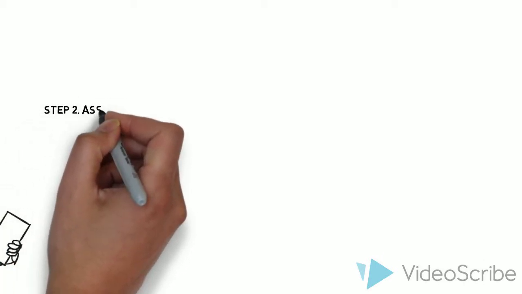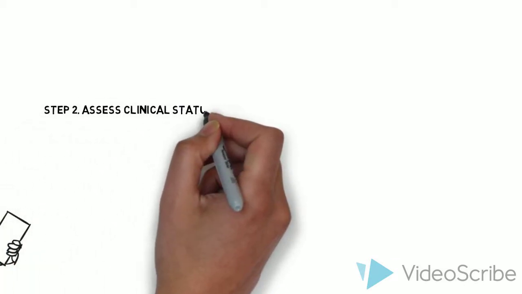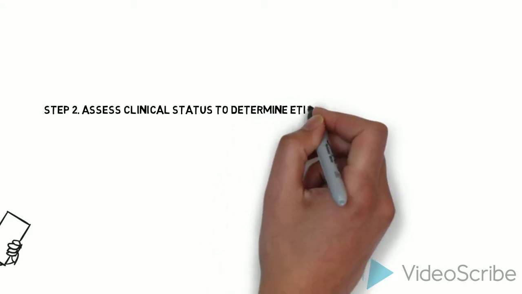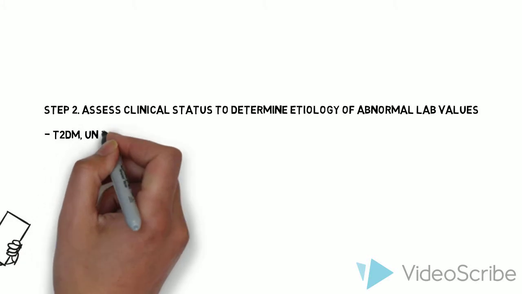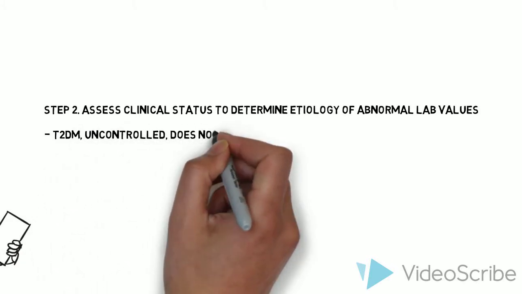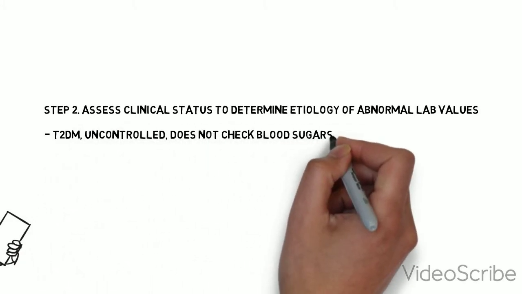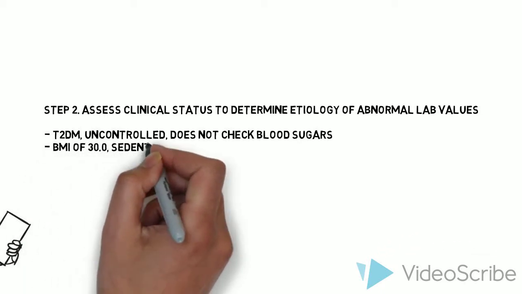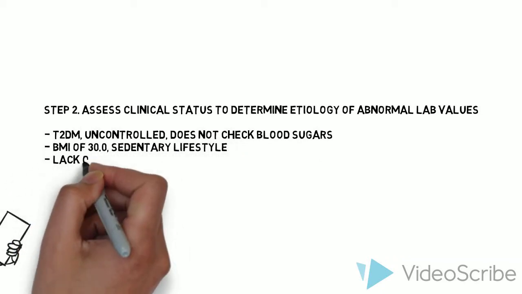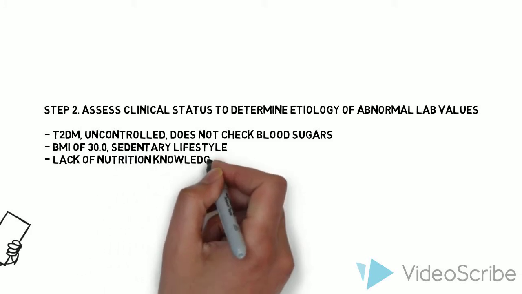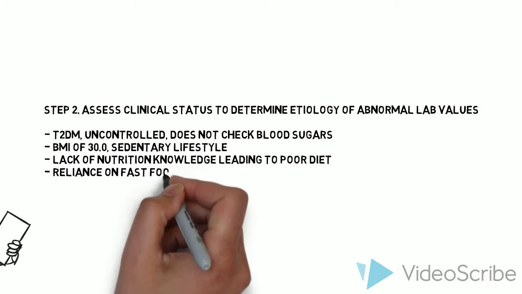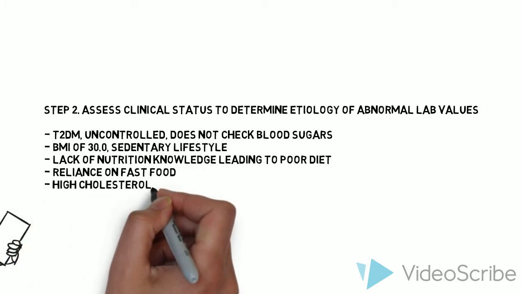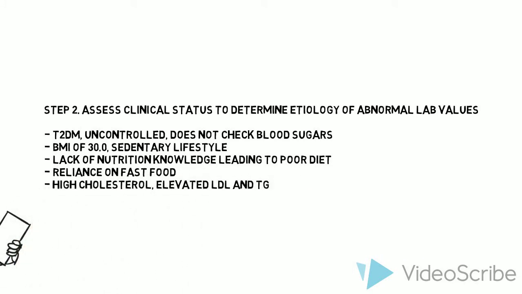Step 2. Assess her clinical status to determine the etiology of her abnormal lab values. Miss D has type 2 diabetes, which is currently not controlled, and she does not check her blood sugars. She has a BMI of 30 and leads a sedentary lifestyle. Miss D has a lack of nutrition knowledge, which is leading to poor diet. She has a reliance on fast food, and this relates to her high cholesterol with elevated LDL and triglycerides.